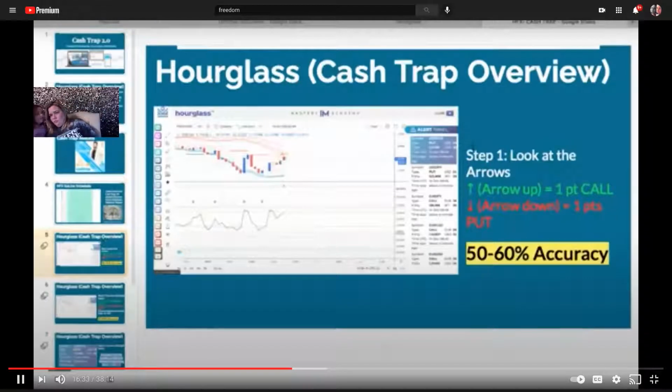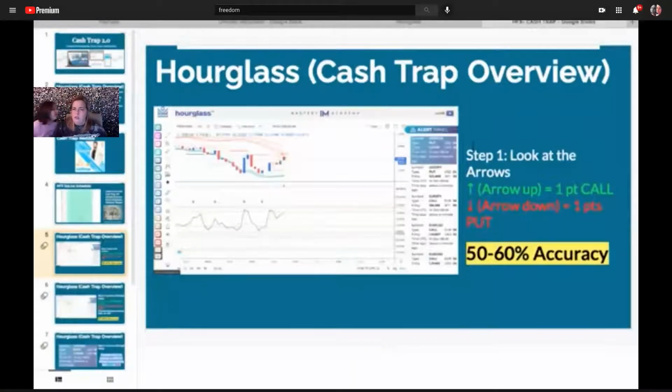Now, step 1. Look at the arrows. So if you see an up arrow, that means call. Call means buy. If you see a down arrow, a red arrow, that means put. Put means sell. This is 50 to 60% accuracy. This is the first thing that you look for. You want it to be a check-off process. The computer algorithm is already telling you, okay, hey, we're seeing buys, we're seeing sales, so pay attention. Now, let's go to the next step.